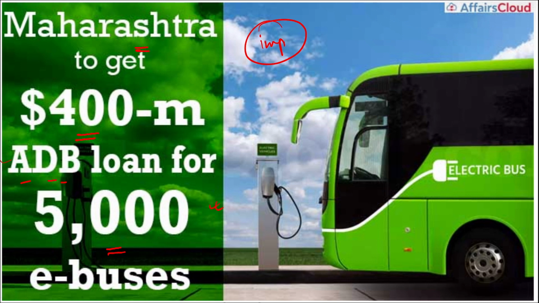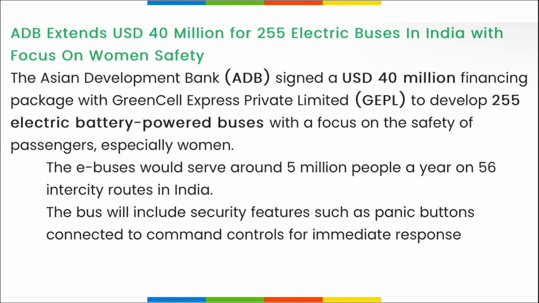Either this will be asked, or the amount provided by Asian Development Bank will be asked, or it can be asked that Asian Development Bank provided a $400 million loan to the Maharashtra government for what reason? For these 5,000 electric buses. All right, to give out the tender for 5,000 electric buses. Highly important.